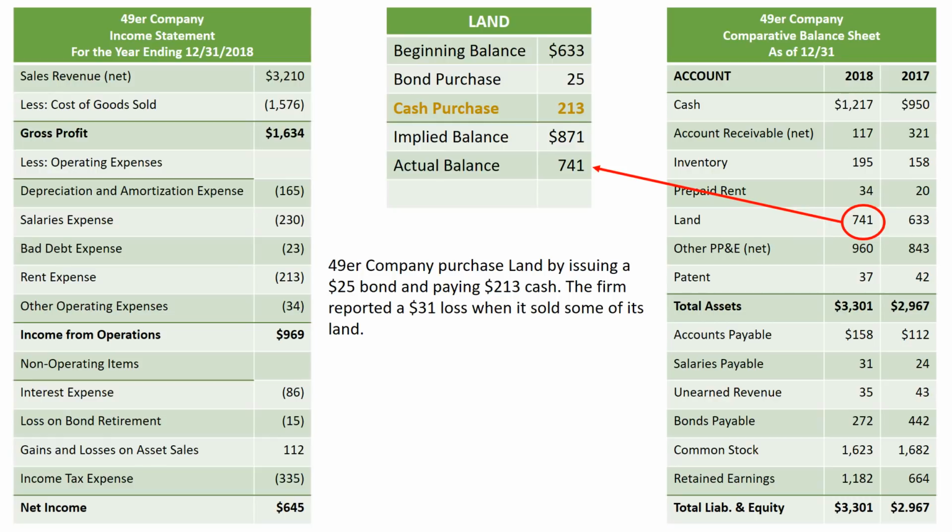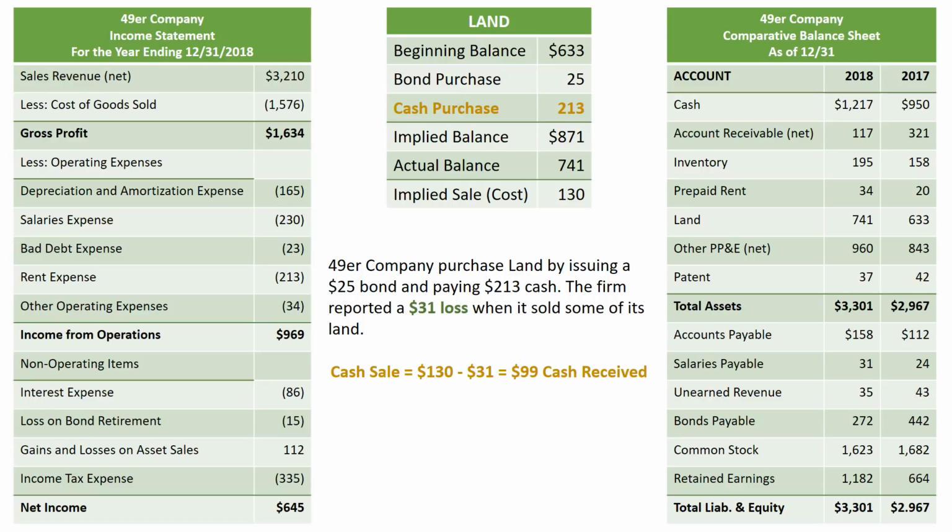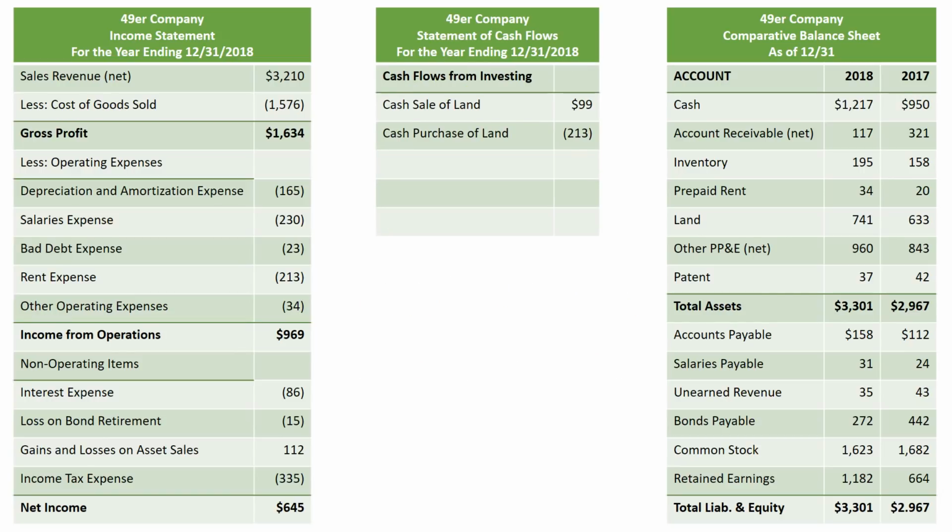And so given that our assumption is that anything not explicitly listed must have been from a cash transaction, it must be the case that there was an implied sale. And so there must have been a sale of $130 of our land. But that's not sufficient. The land account is carried at cost. But in this particular case, we were told there was a $31 loss. And so the cost of the land was $130, and if there was a $31 loss, that means we must have received only $99. And so we take that information and we put it into the investing section of the statement of cash flows. The sale of land was a $99 cash sale, and in the purchase of land, we spent $213.